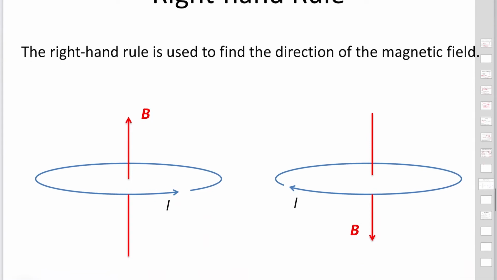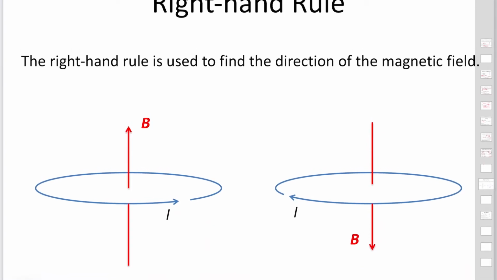If you consider the circular loop, the magnetic field formed by the circular loop is directed passing through the center of the loop and directed in this direction. So again, we can apply the right hand rule. The right hand rule is used to find the direction of the magnetic field. You can follow the direction of the current using the fingers, following the direction of the current. Then the thumb points in the direction of the magnetic field. Okay, this is the right hand rule.